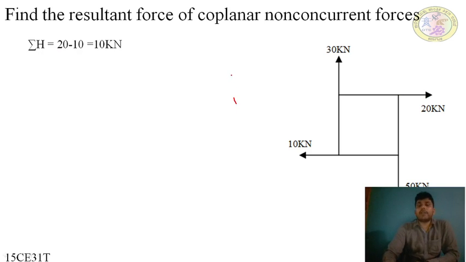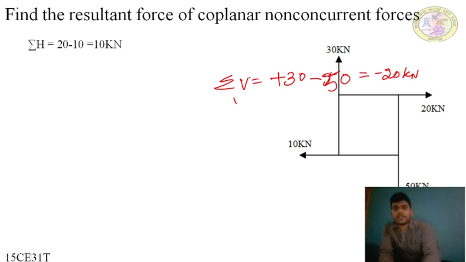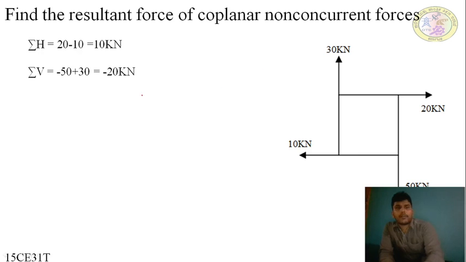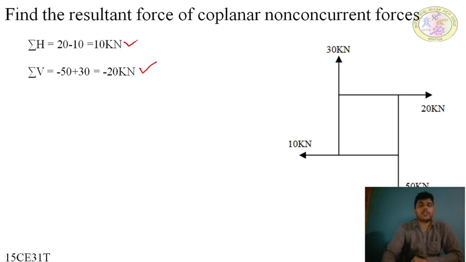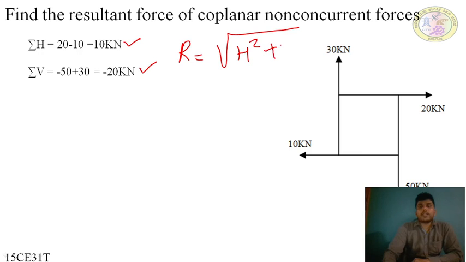Next, we'll find sigma v. Vertical force of 30 kilonewton moves upwards, and upward is positive. The 50 kilonewton force moves downwards, so minus 50 kilonewton. Minus 50 plus 30 gives minus 20 kilonewton, the vertical component. As we know the horizontal and vertical components, we can find the resultant by the formula R equals the square root of sigma h square plus sigma v square.